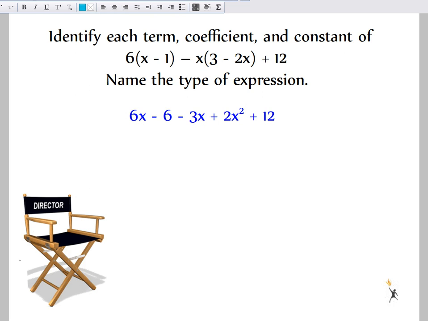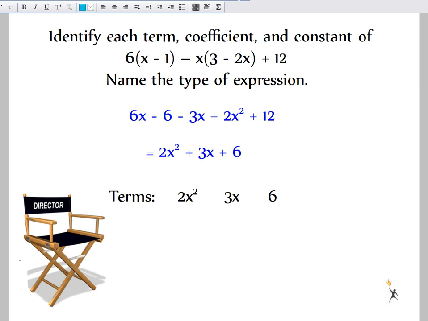Next, I need to combine like terms. 2x squared has no partner, there's no other x squared, so I'm going to leave it by itself. I have a 6x minus 3x leaves me with 3 x's. And negative 6 plus 12 leaves me with positive 6. Now I can identify the terms, coefficients, and constants.